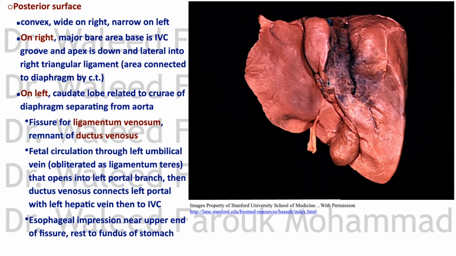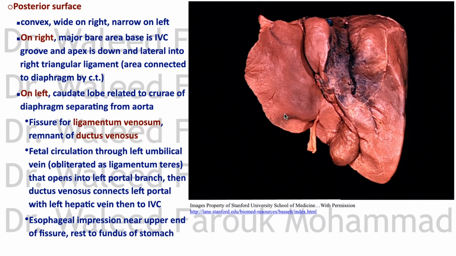In the fetal circulation, this is called the fissure for ligamentum venosum, which is a remnant of the ductus venosus. Blood comes through the umbilical vein and opens into the left branch of the portal vein. And from the portal vein, the ductus venosus travels in this fissure and goes anterior to the caudate process, opens into the left hepatic vein, and from the left hepatic vein into the inferior vena cava.